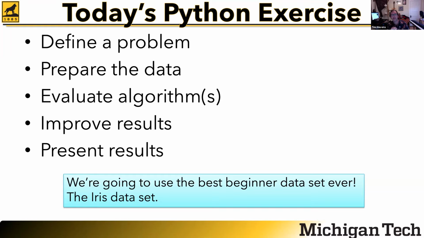And we're going to do this with the best beginner data set ever for machine learning called the IRIS data set. The reason it's great is because it's small, it's only 150 data points, you can look at it. It's rather easy to work with. I know that everybody at the same time is going to be able to work with this data set, and you can learn a lot of the tools.